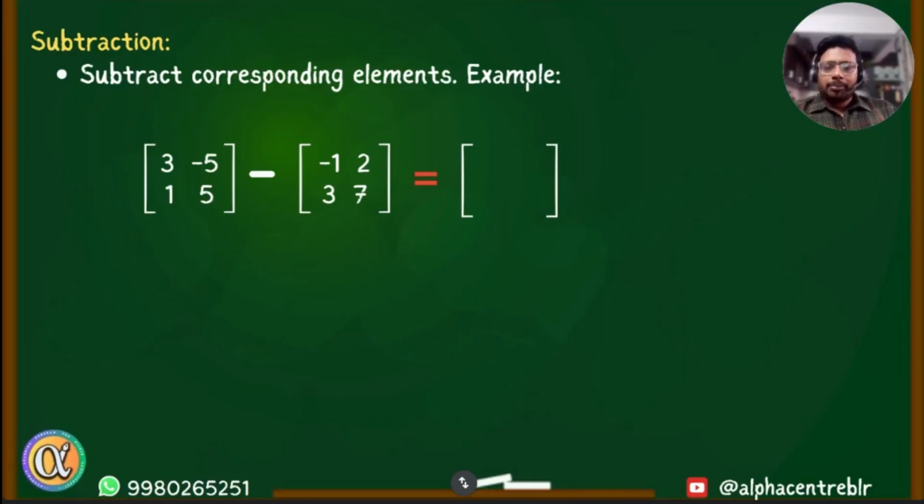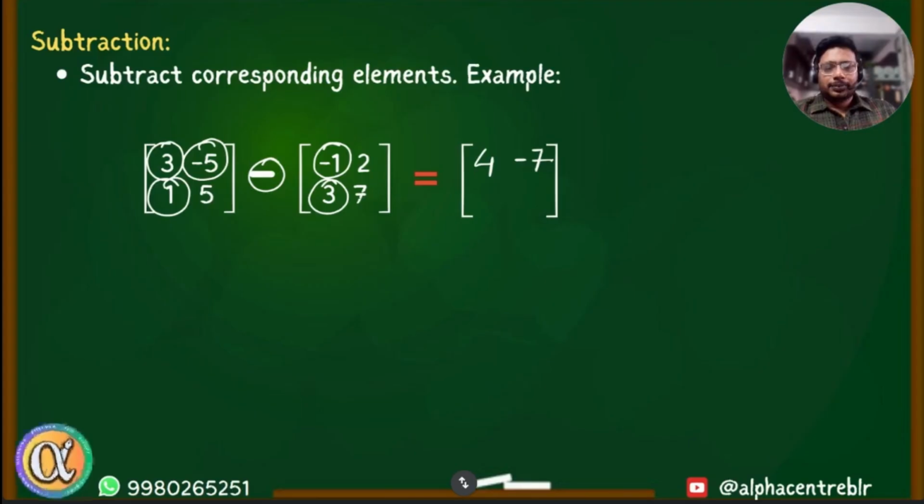Even in subtraction, we follow the same pattern. We subtract the element of matrix B from the corresponding elements of matrix A, so it's A minus B. So here also it's 3 minus -1 is equal to 4. -5 minus 2 is -7. 1 minus 3 is equal to -2, and 5 minus 7 is equal to -2 again. Simple. Okay, next concept.